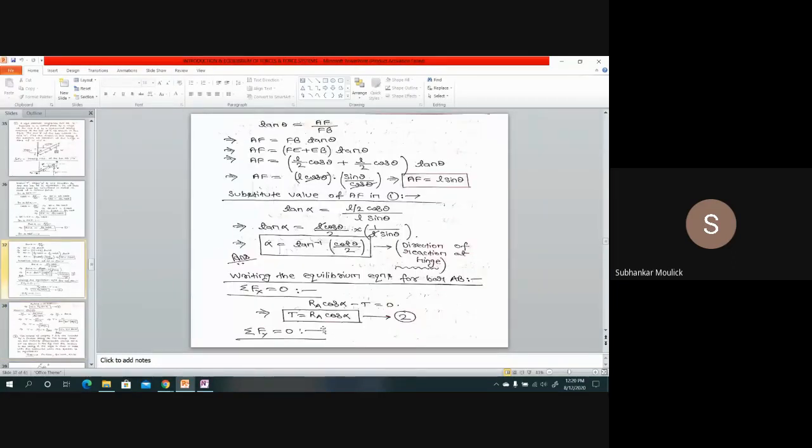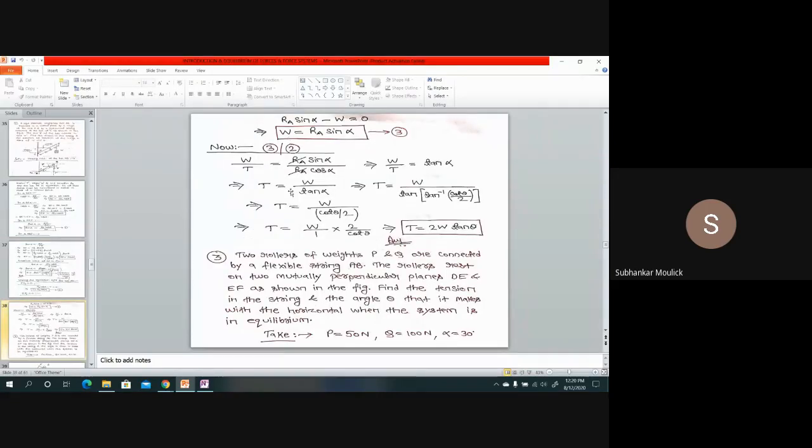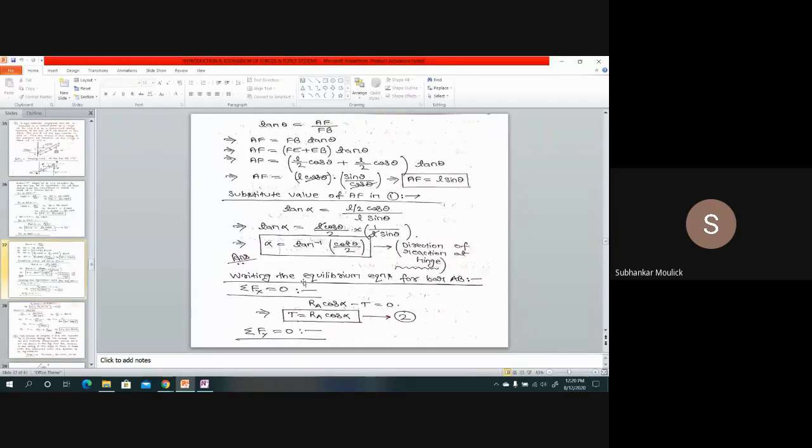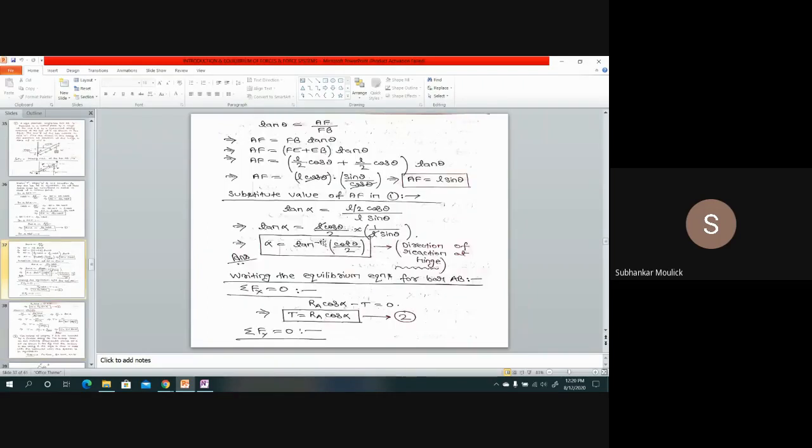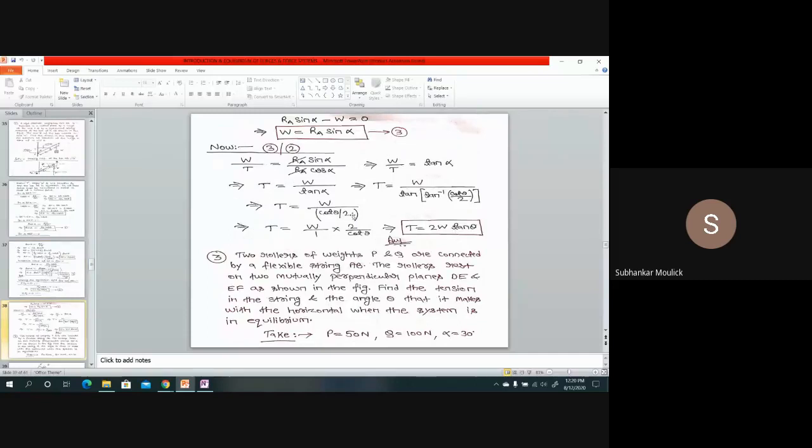Now what we are doing? Divide equation 3 by 2. That means W by T is equal to RA sin alpha divided by RA cos alpha. RA cancels. W by T equal to sin by cos, which is tan alpha. I need to find the value of tension T. So tension T will be W divided by tan alpha. Alpha we have already found out: alpha is equal to tan inverse of cot theta by 2. Substitute the value of alpha in this expression. So T will be W divided by tan of tan inverse of cot theta by 2.